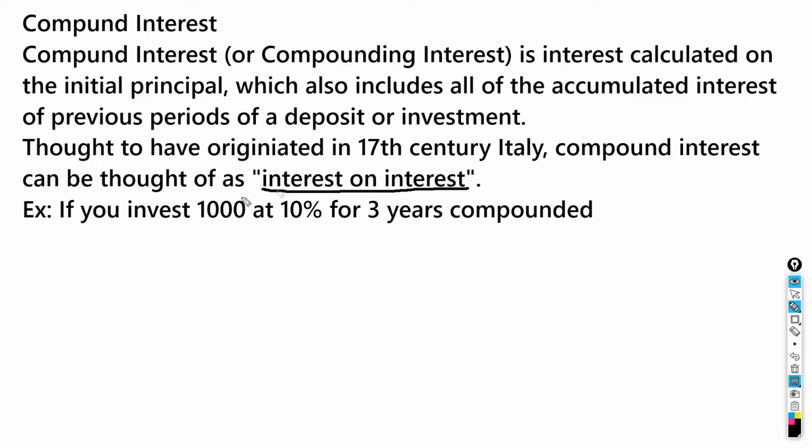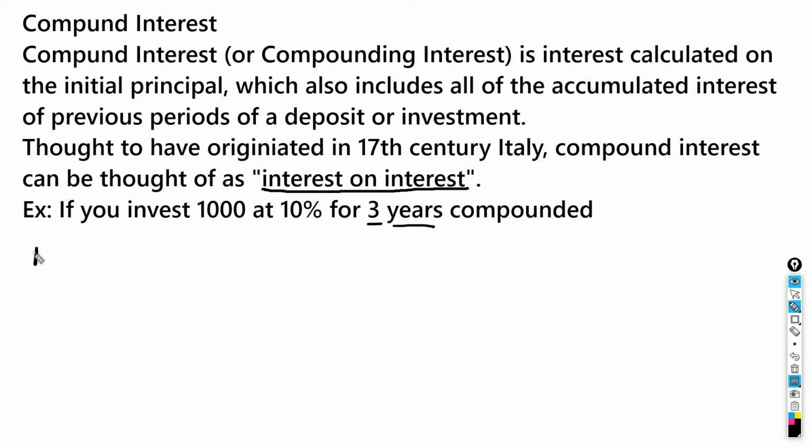All right, guys. So let me give you an example here. It says, if you invest $1,000 at 10% for 3 years compounded, what would you end up with? So what we're going to do is use simple interest to calculate the interest each year, and I'm going to show you that it really compounds. In this case, you have to take into consideration the interest that you gain each year. So let's just do that.